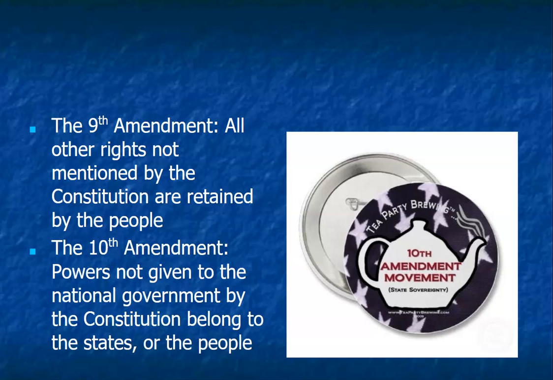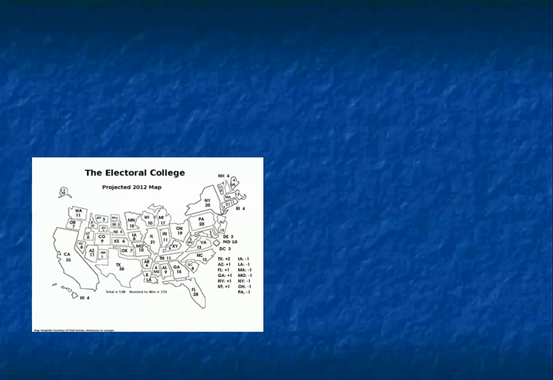The 10th Amendment says powers that are not given to the national government by the Constitution belong to the states or to the people. And this is where the basis of the states' rights movement or state sovereignty is. The idea is that the national government's power was supposed to be limited to just what was specifically listed in the Constitution. And so individuals who are constantly fighting for a smaller government point to this amendment and say that their interpretation of the Constitution is more correct.